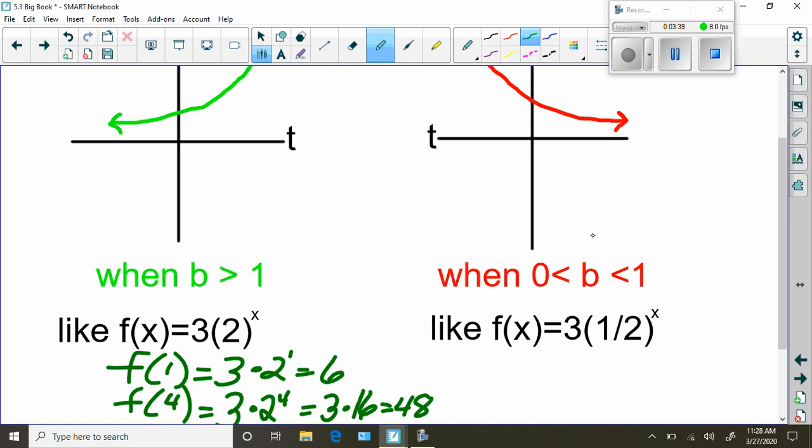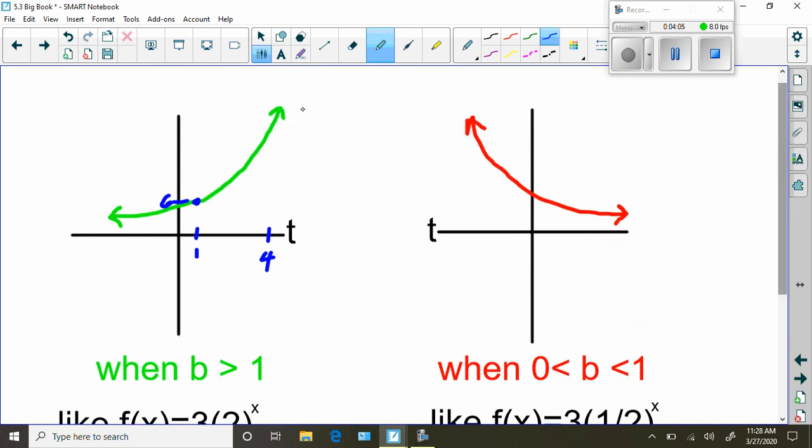So if I were to go back up to the graph, if it was 1, then this dot right there would have been 6, right? So that would have been 6 up. But then if I went over here to 4, well, then I'd have to go way up here and get, what did we say, 48?